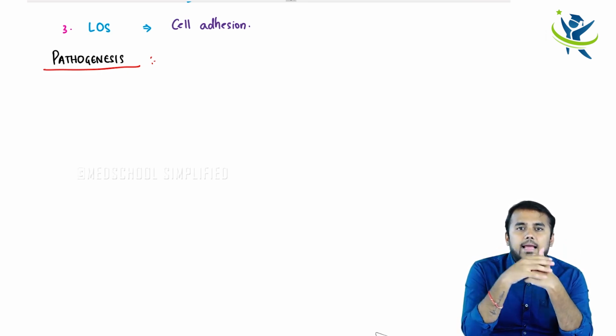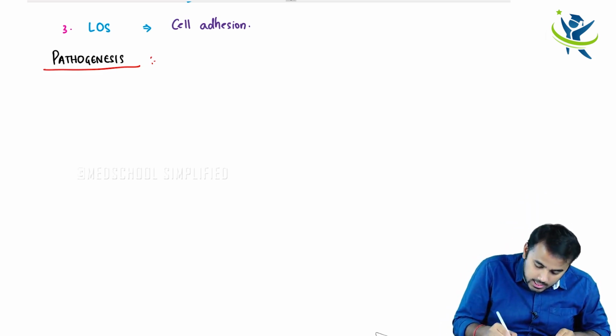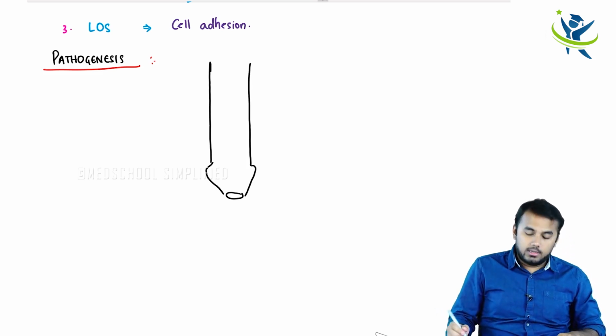So these chancroids are formed, right? Let us discuss how they are formed. Let me draw a picture. This is the male genital organ, that is the penis.